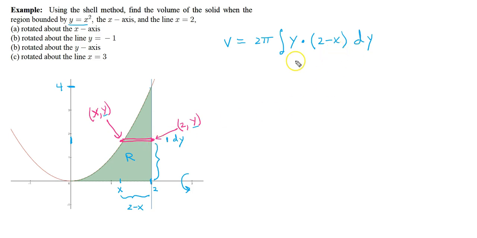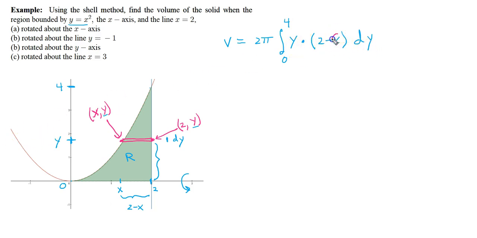And let's see, what are the limits of integration? We're integrating with respect to y, so right there is y on the y-axis. So it looks like we're going to go from 0, the x-axis, that's when y is equal to 0, up to 4. That's what y can vary from. That 4 we get from putting 2 into x squared. So 0 to 4.